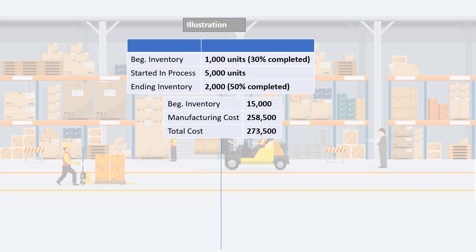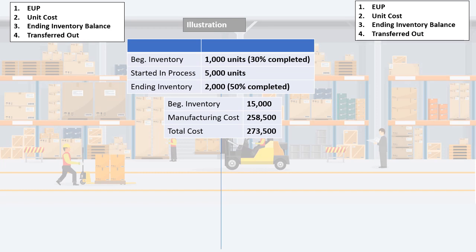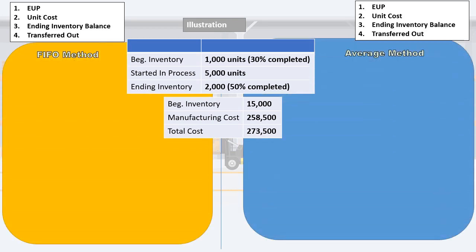So, these are our requirements. We need to compute the equivalent unit of production, unit cost, ending inventory balance, and transferred out on each of the following costing methods. We will do a separate computation for the FIFO method and a separate computation for the average method. Okay? As I mentioned earlier, always remember that the main difference between the FIFO method and the average method is the treatment of the beginning inventory.